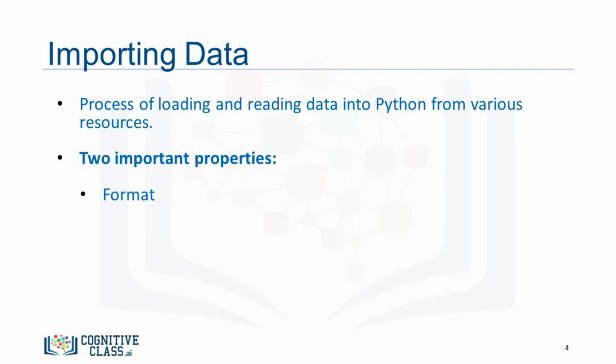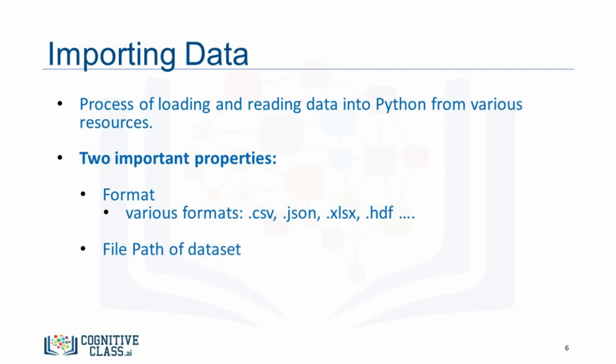Format is the way data is encoded. We can usually tell different encoding schemes by looking at the ending of the file name. Some common encodings are CSV, JSON, XLSX, HDF, and so forth. The path tells us where the data is stored. Usually it is stored either on the computer we are using or online on the internet.